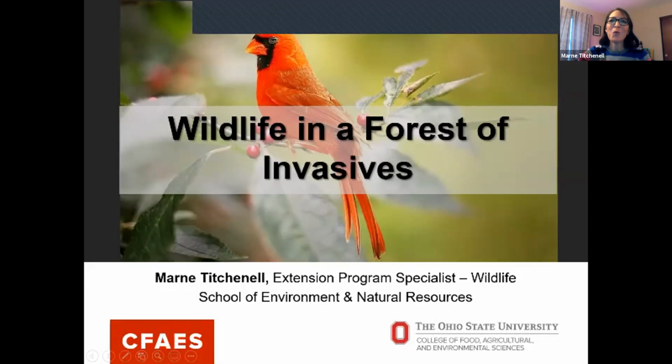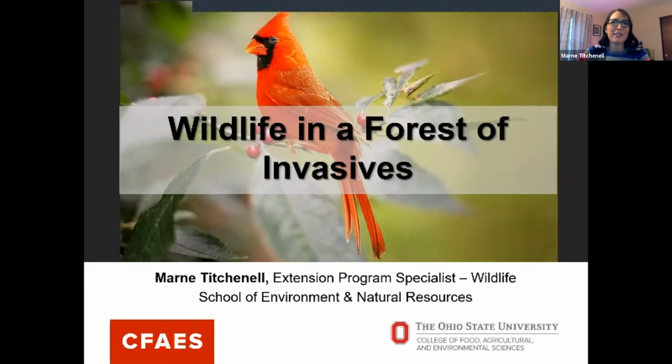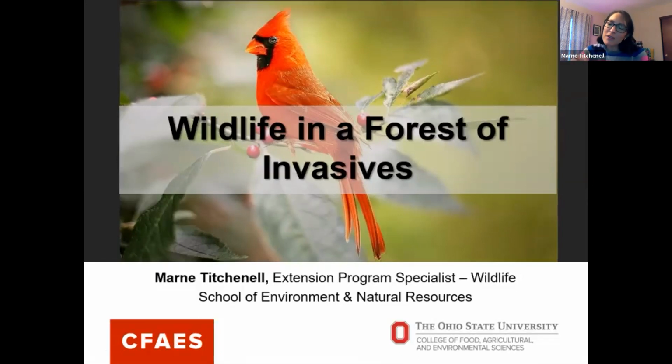Well, tonight I wanted to give you a few examples of how non-native invasive species are impacting our wildlife species. Now, tonight, I'm mostly going to be focusing on the impacts of non-native invasive plants on wildlife, though we will touch a little bit on the impact of a non-native invasive insect. But realize that our non-native invasive species cross many taxa. There are non-native invasive aquatic species, fungi, insects, and even some wildlife species are themselves non-native invasive species.